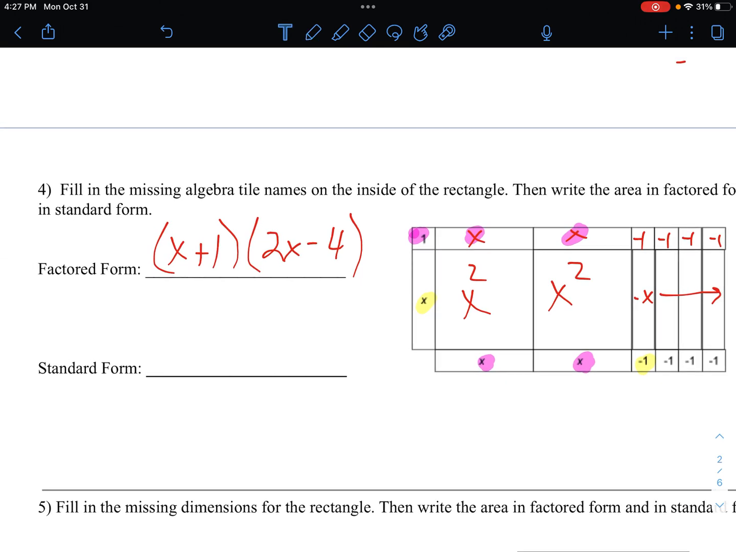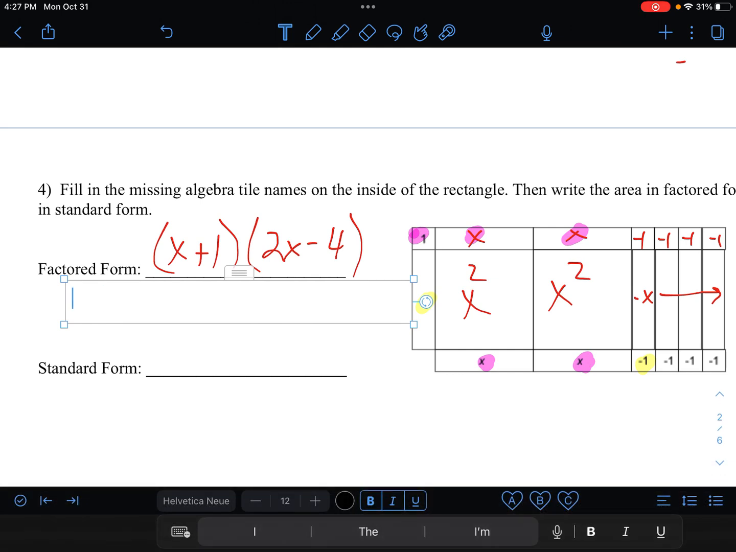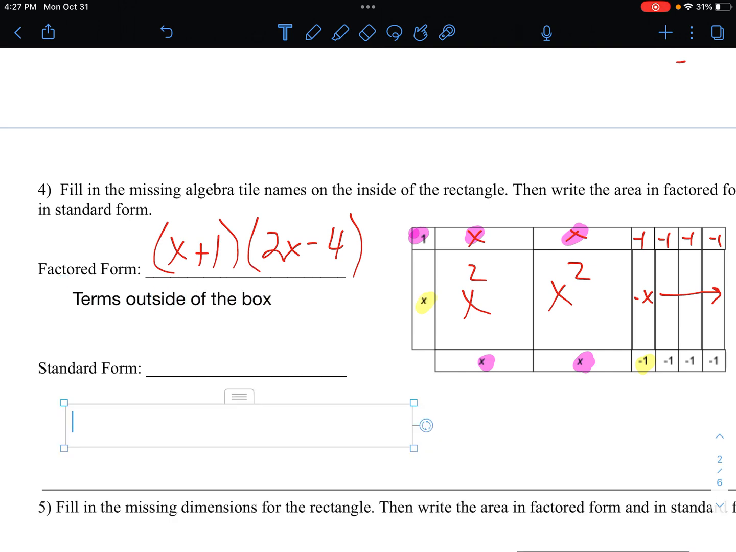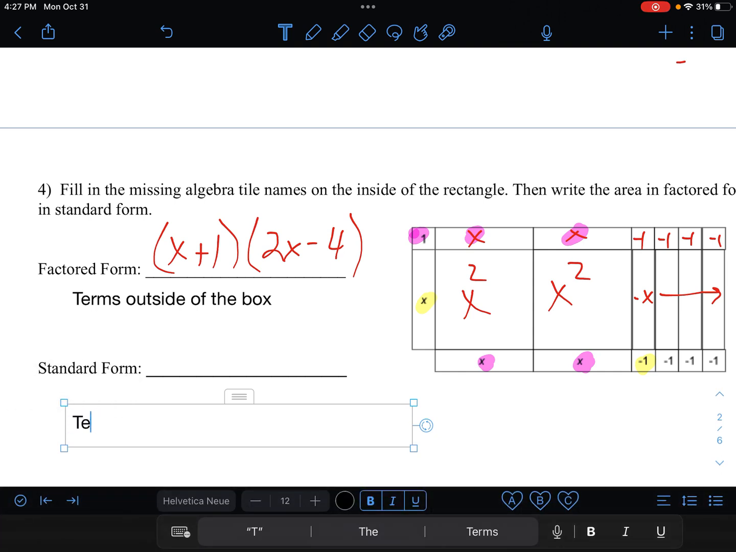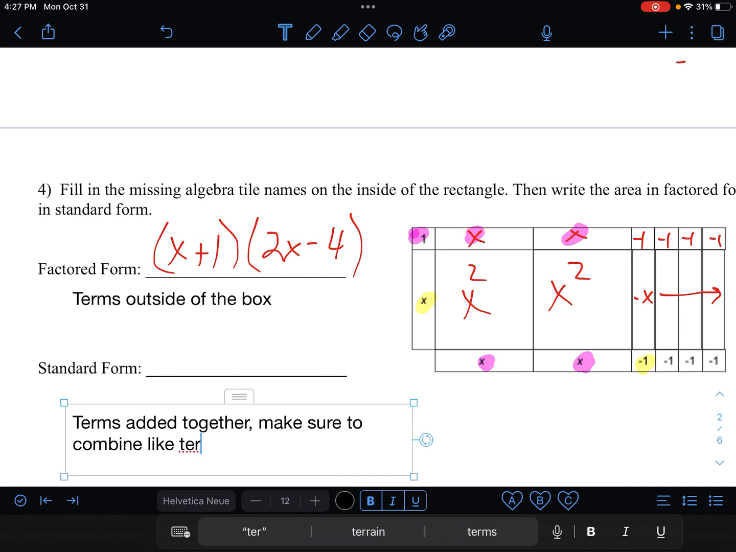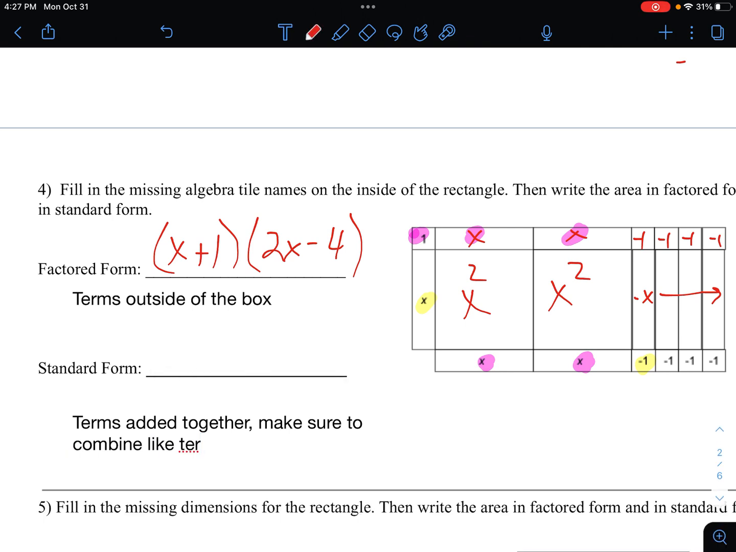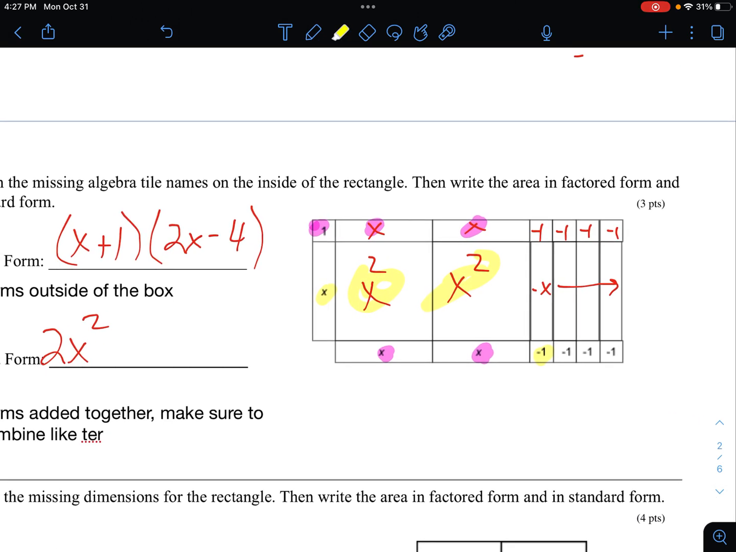So, okay, let's write this, right? So factor form, the terms outside of the box, in this case, right? Standard form is the terms added together, ensuring that we combine like terms. Okay, so here we go, right? In our factor form, we have 2x squared. Okay, we have these 2x squareds here, right? Then we have minus 4x plus 2x minus 4, right?